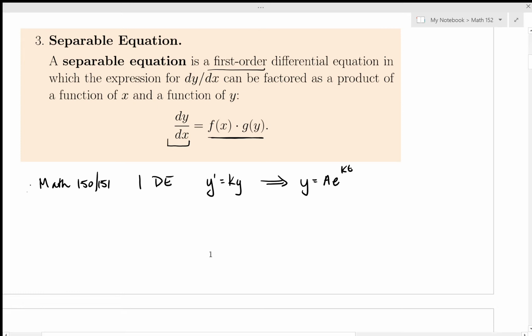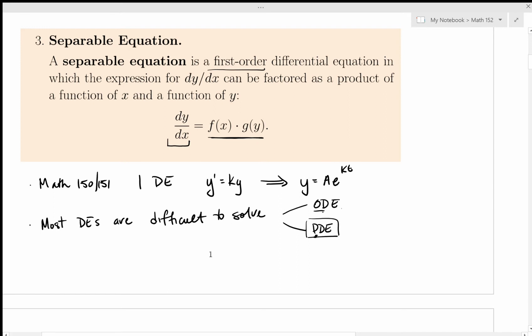Let me make another note. Most differential equations are difficult to solve, particularly the partial differential equations. There are two types. There are ordinary differential equations, where we have the regular derivatives we're used to, and what you're going to see coming in Calculus 3 is partial differential equations. Don't worry if you don't know what that means, but particularly these ones are difficult to solve. Anyway, both can be difficult to solve.